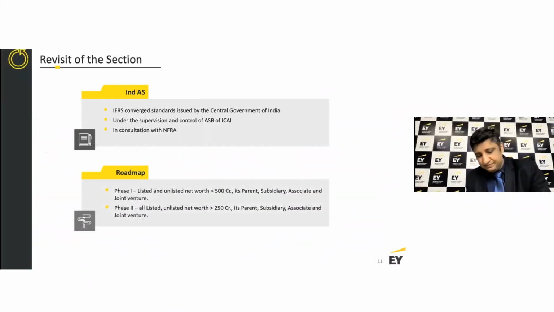So it's a very brief section that we talked about, wherein we covered that Ind AS are essentially the IFRS converged standards under the supervision and control of the Accounting Standards Board in consultation with the NFRA, which is again an independent statutory body. The roadmap primarily talks about phase one for listed and unlisted companies with a net worth of 500 crore rupees or more, and phase two for companies with a net worth of 250 crore rupees or more, including the group entities of those.